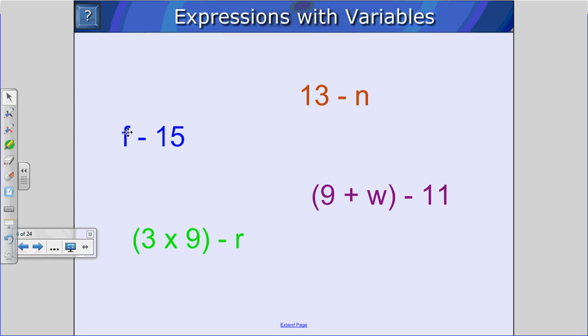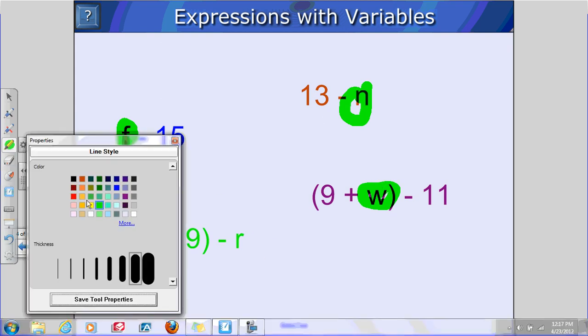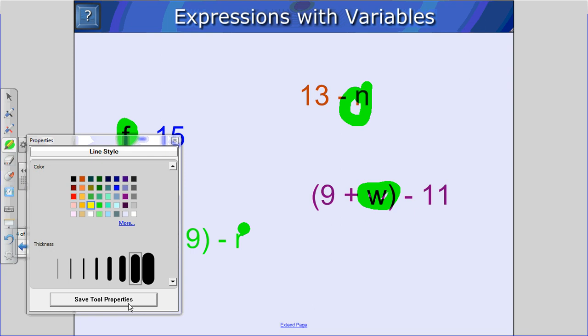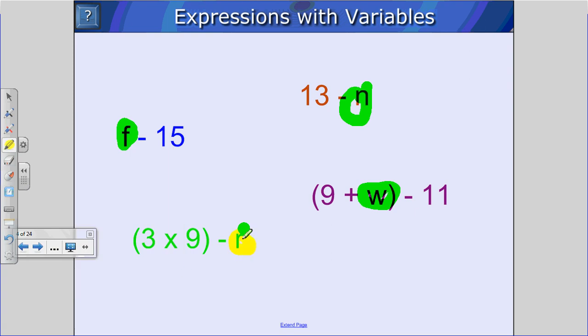A variable is a letter. So let's look and see. We've got the letter N. We've got F as a variable. W is a variable. And the letter R is a variable. So these are expressions with variables.